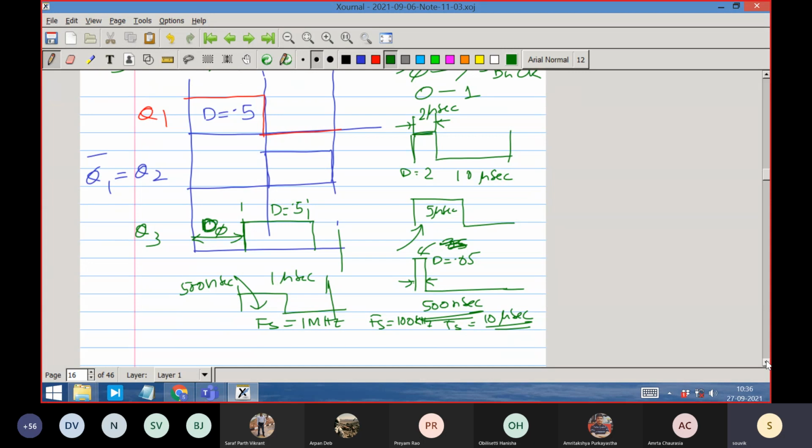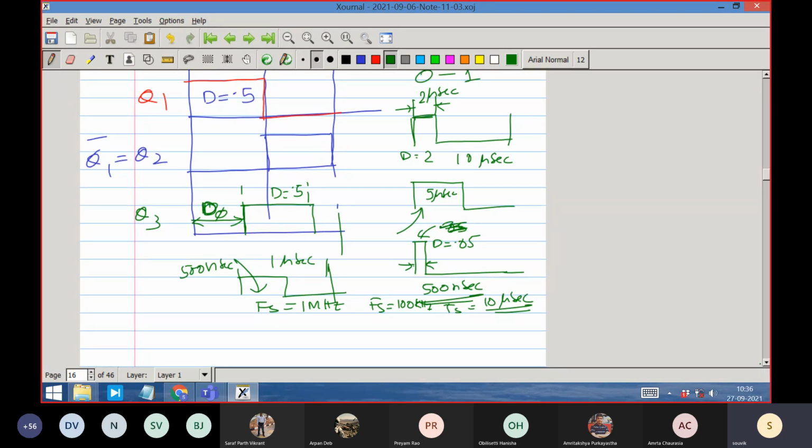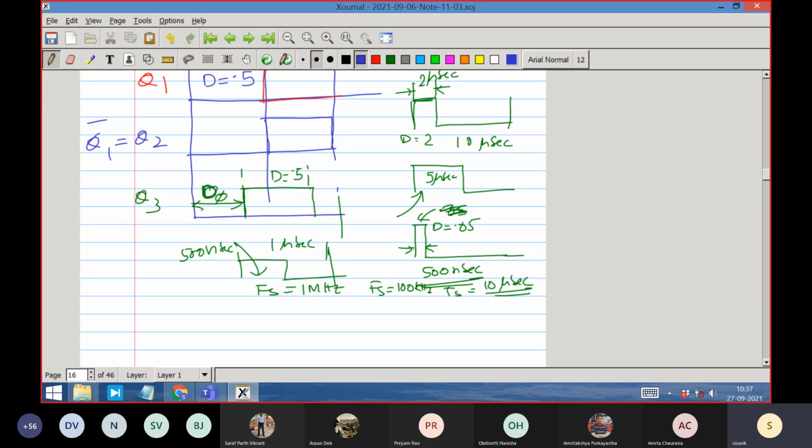Any question? Understood it, I hope. So Q3 pulses and Q4 will be complementary. Q4 is here, where Q3 is off means Q4 is on. I am not drawing again. Complementary Q4 is equal to Q3 bar. That completely defines it. When this is off, that is on.